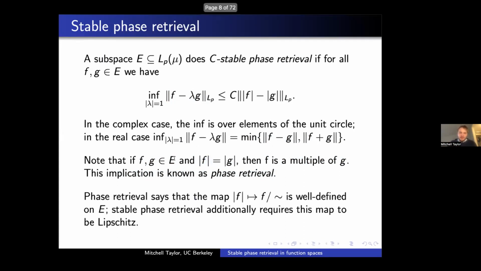Okay. So in a slightly different language, phase retrieval requires that this map defined on E that sends the absolute value of f back to f modulo global phase be well defined, right? So that's what this implication says. But this inequality here is a lot stronger. It says that not only is this map well defined, it's also Lipschitz continuous with this constant here. Okay, so not only is phase retrieval possible, it's stable in a nice way.